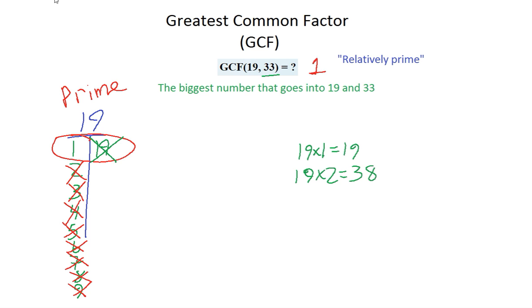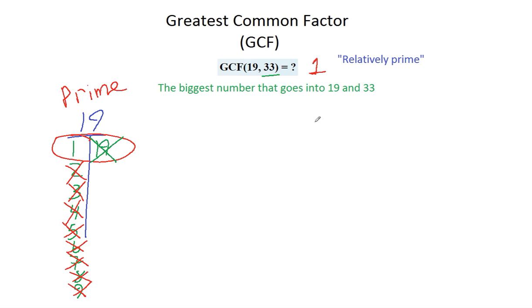But then I said I was going to show you that it might be easier. Instead of saying, well, 2 didn't work, 3 didn't work, 4, 5, 6, 7, 8, 9, you may have gone all the way up to 18, but it's only 1 and 19. So let's try it if we do the factors of 33, because that might be easier.